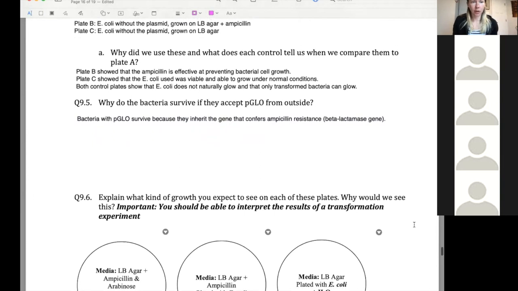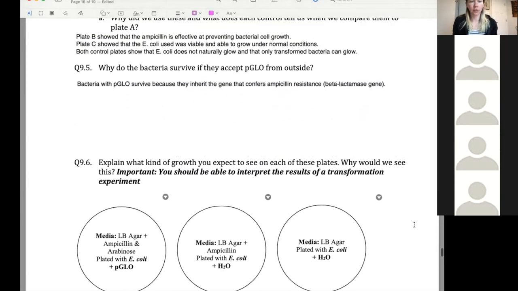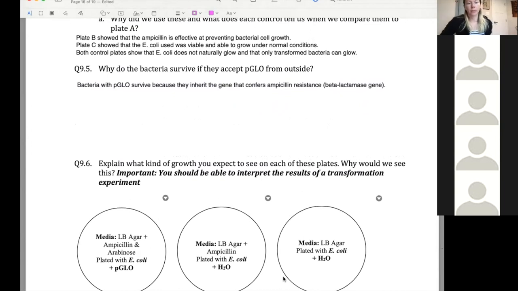I'll just scroll far enough that we can see what we're looking at with this question. What kind of growth would we expect on each of these plates? You want to pay attention to what is going on in each plate. First plate, we have colonies of ampicillin-resistant E. coli. We know they are resistant because they have that pGLO added. The other one would be no growth, I think. Yeah, ampicillin with just regular E. coli, you get no growth.